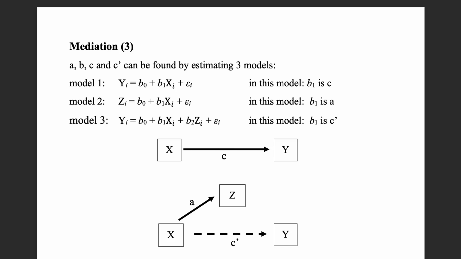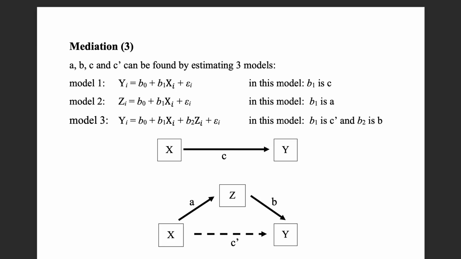So the B1 coefficient in this third model gives us the value for the C apostrophe path from X to Y. So the direct relationship between X and Y in the mediated model, basically, where we are taking into account differences on the mediator variable. And the B2 coefficient in this model, so the coefficient that we find for the Z variable, for the mediator variable, tells us what the effect of the mediator on our dependent variable is. So it gives us the value for the B part of this causal pathway.